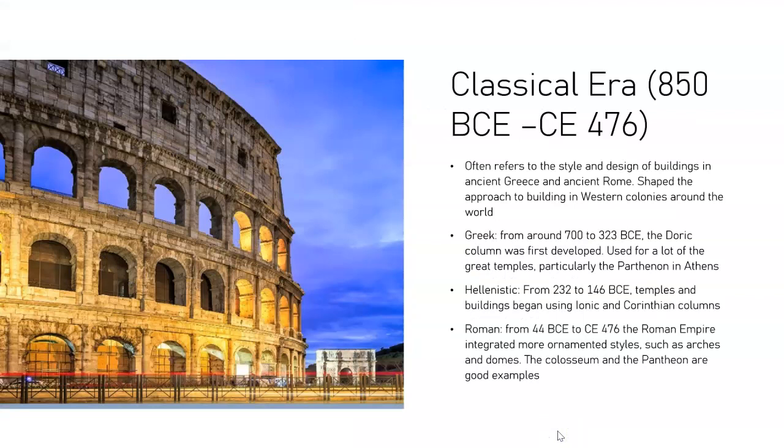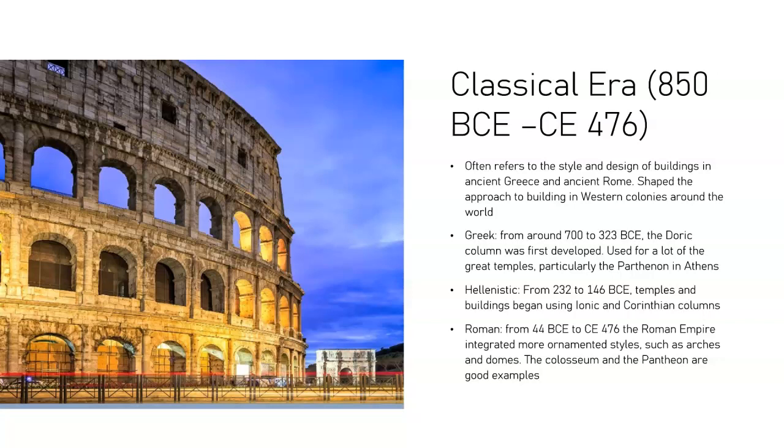So next up, we have the classical era, which often refers to the style and design of buildings in ancient Greece and ancient Rome. This basically started to shape the approach to building in Western colonies around the world. Looking at the Greek section of this, from around 700 to 323 BCE, the Doric column was first developed. This was used for a lot of their great temples. A famously known one was the Parthenon in Athens.